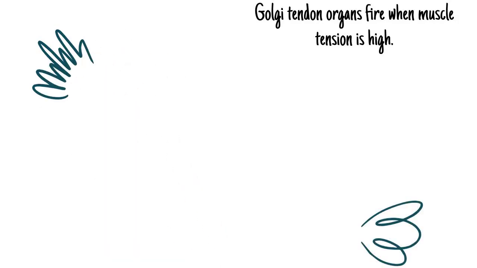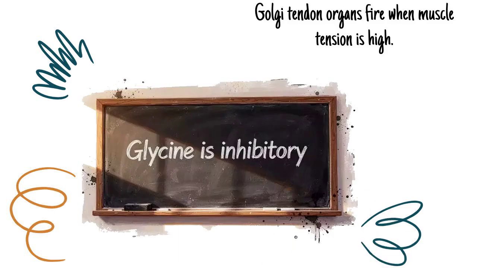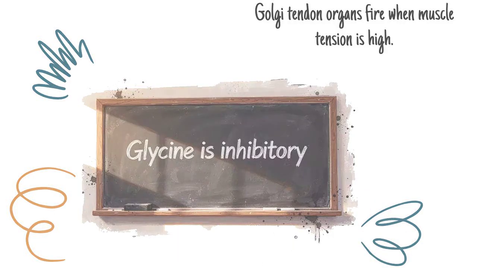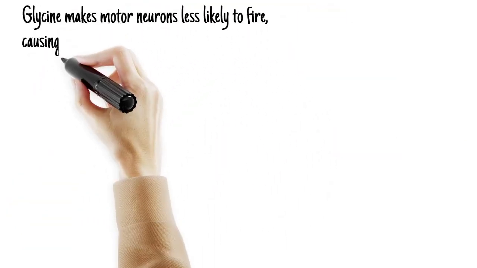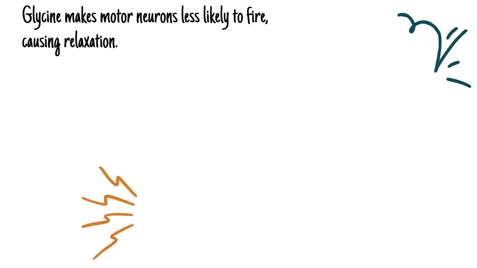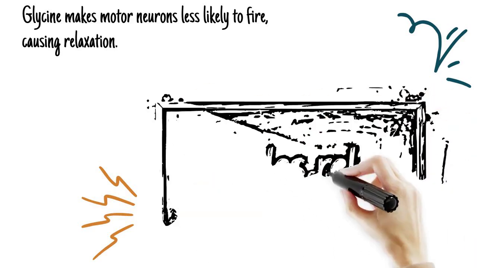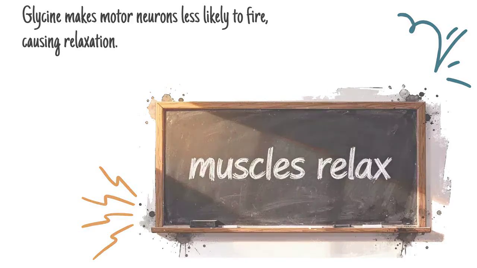When muscle tension becomes very high, the Golgi tendon organ fires signals through IB afferent fibers into the spinal cord. Those IB fibers activate inhibitory interneurons, which release the inhibitory neurotransmitter glycine onto the motor neurons. Glycine hyperpolarizes the motor neuron, making it harder to fire, which causes the muscle to relax. This is a protective mechanism that prevents excessive tension from tearing the muscle or rupturing the tendon.